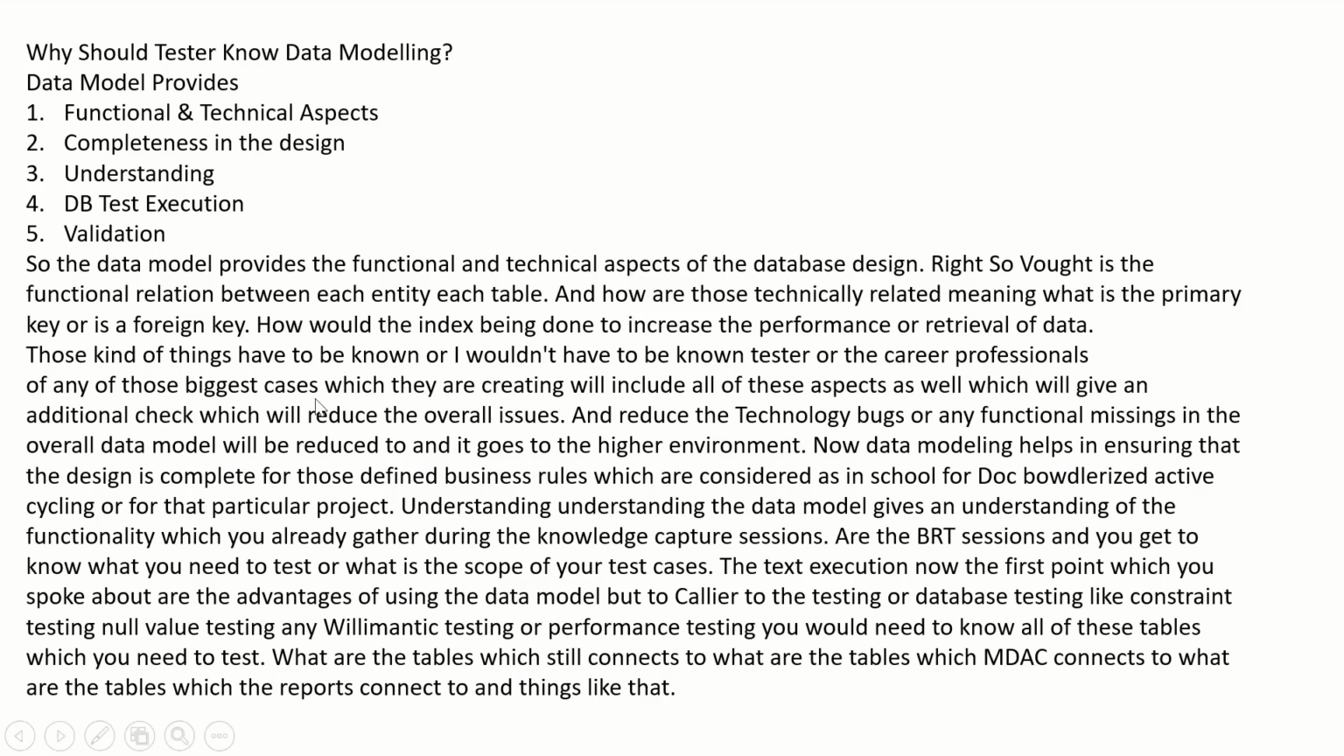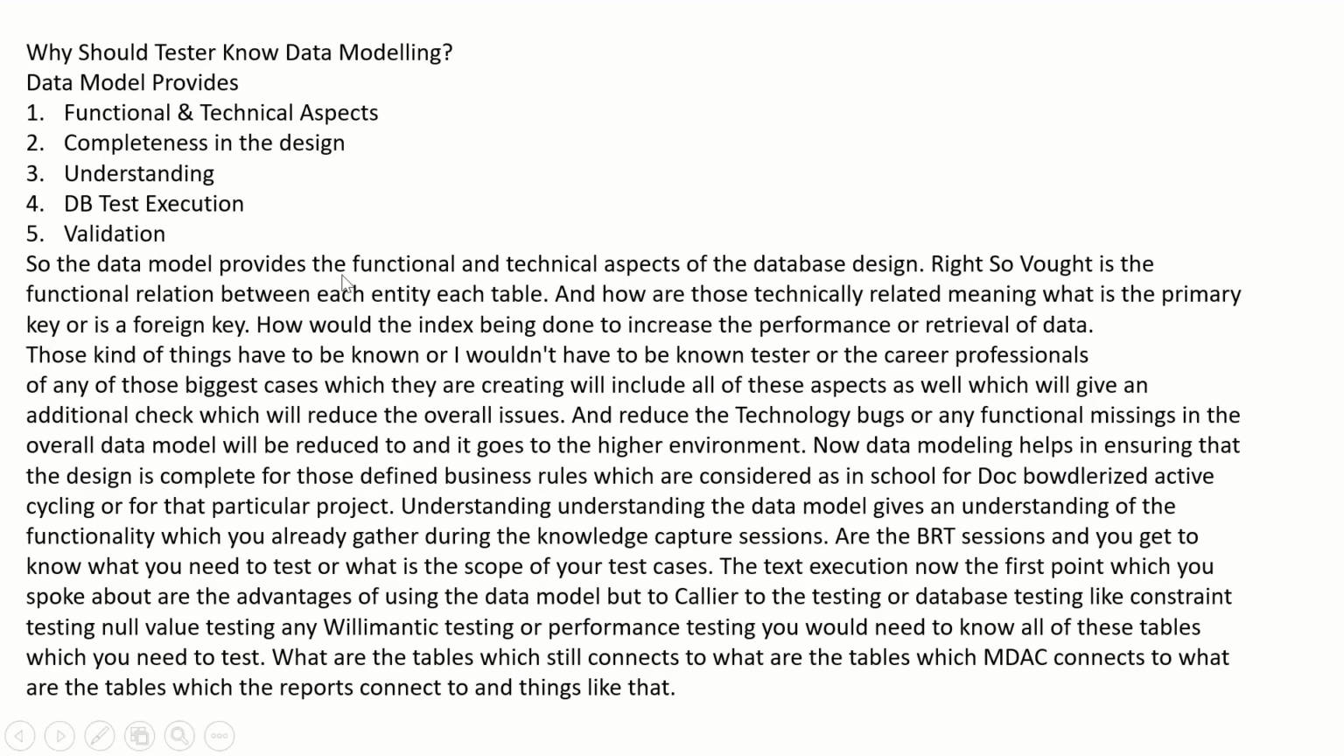The test cases which they are creating will include all of these aspects, which will give an additional check and reduce the overall issues, technology bugs, and any functional gaps in the overall data model, before it goes to the higher environment.